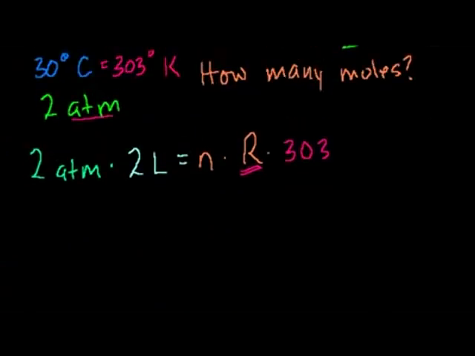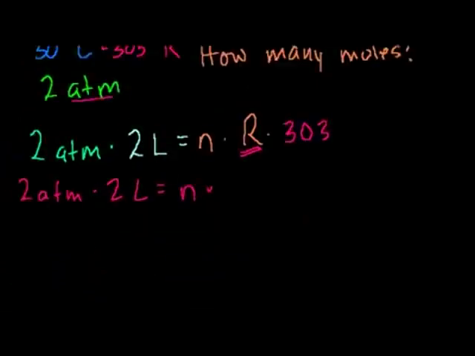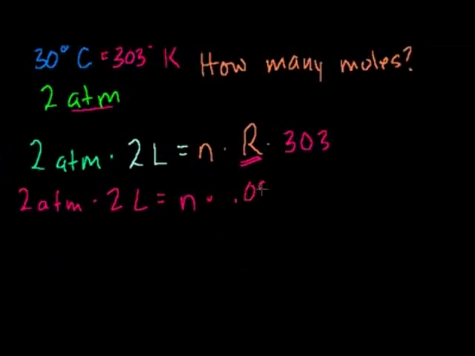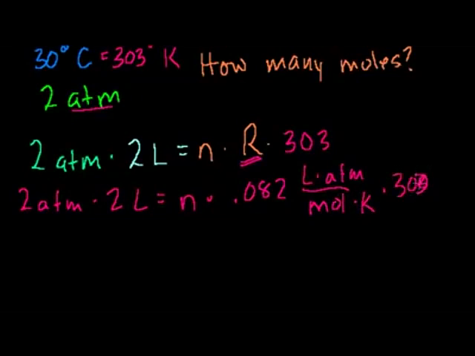So let me rewrite our whole equation actually. So I have 2 atmospheres times 2 liters is equal to N times, I have a bad memory, 0.082 liter atmospheres per mole Kelvin times 303 degrees Kelvin. Alright, so let's see what we can do. Let's see if all of the units work out.